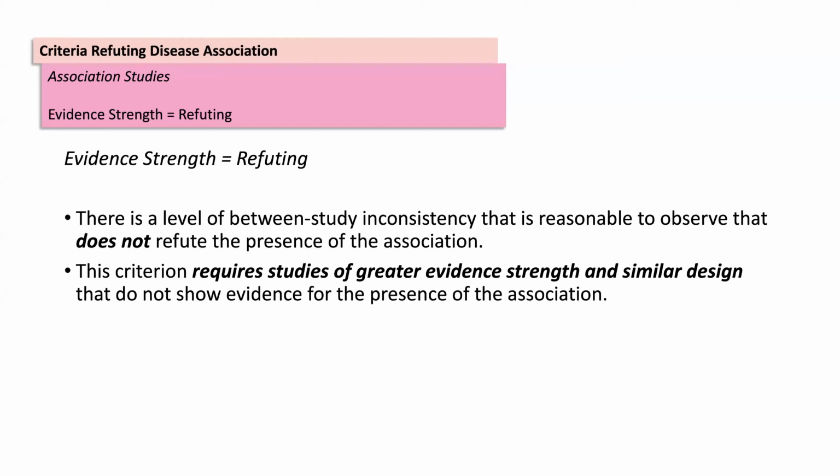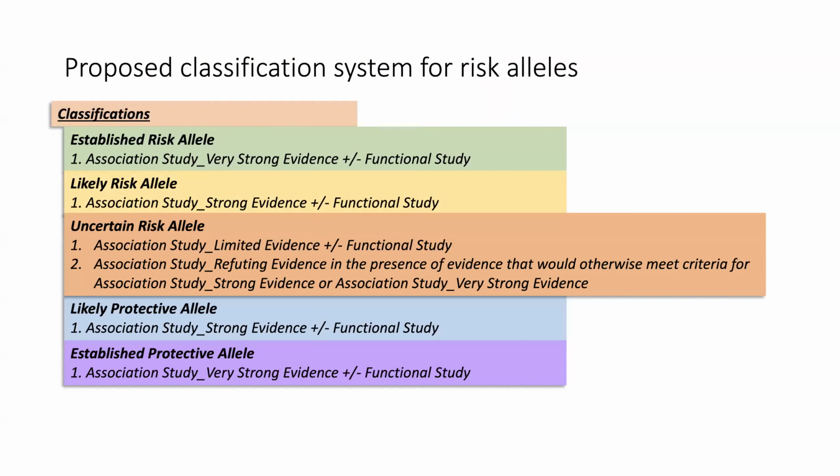And this is just reiterating what I said earlier. The key takeaway is that if you have one study that doesn't show a significant effect, there are lots of reasons for that, and that alone does not refute the presence of a disease association. However, if you have studies with greater evidence in terms of the size and the quality of the study design, and looking at a similar population, you can refute a previously reported association.